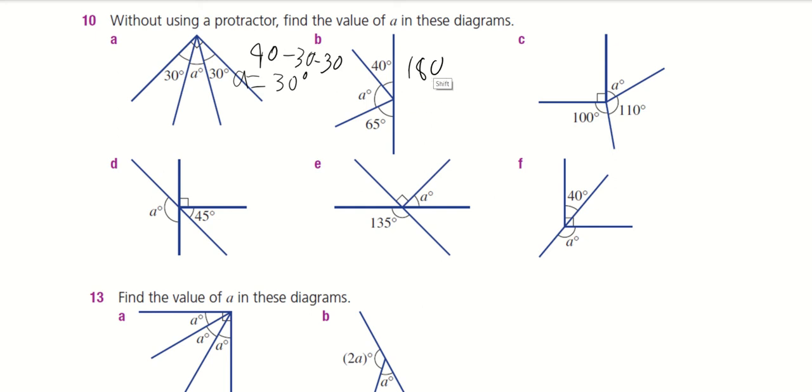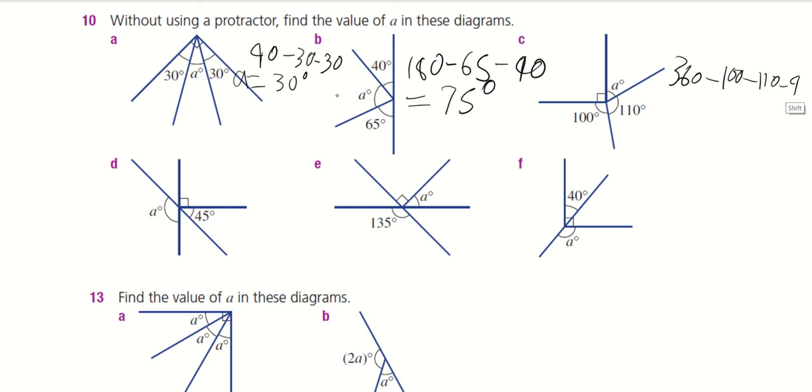Here is 180 minus 65, excuse my writing on this laptop, minus 40. You can put that in your calculator. 75 degrees. Feel free to correct me if I get these wrong. This is 360 minus 100 minus 110 minus 90. If you want to, you can add them up and then go 360 minus that, but I think this is fine. You just put it all in your calculator and it'll come out with the right answer anyway. Equals 60 degrees. And I'm not using a calculator, by the way. That's how awesome I am.